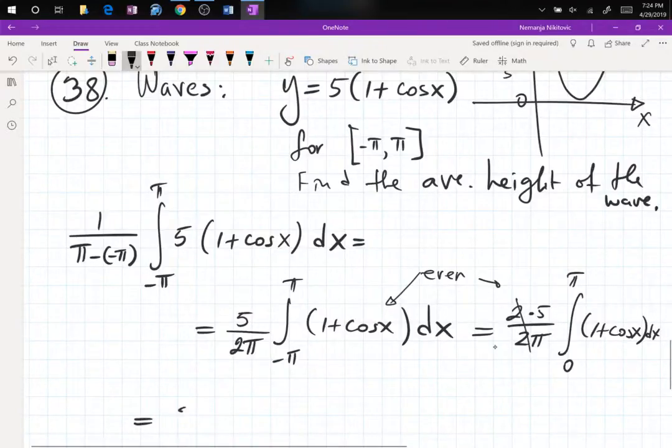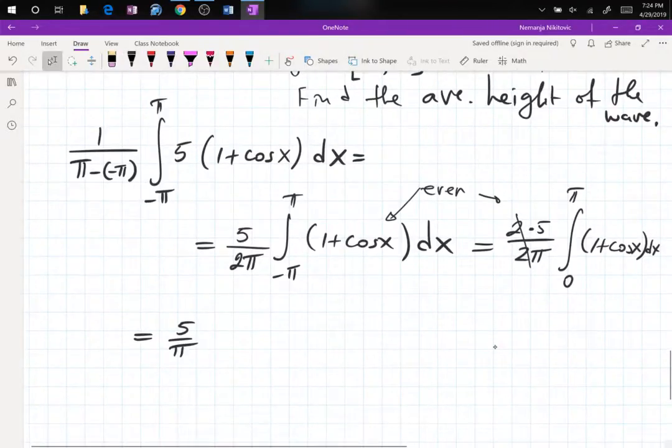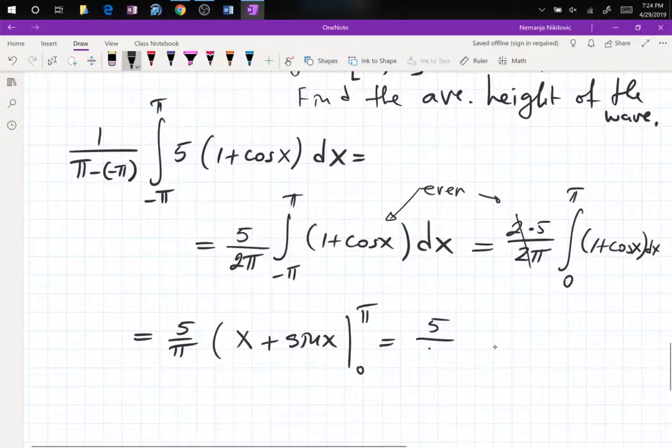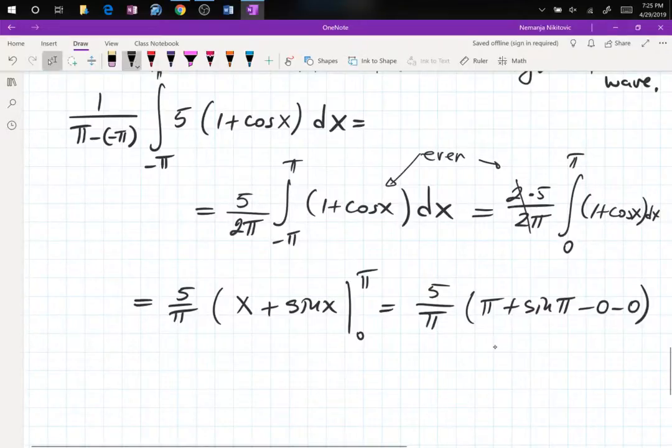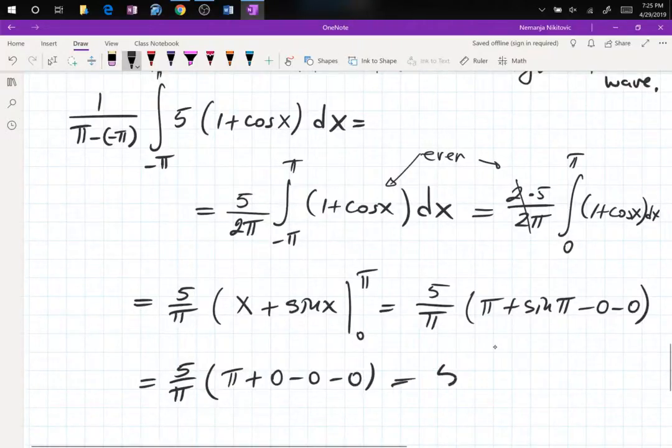The 2's will drop, 5 over pi, and now I have the integral of 1 is x, the integral of cosine is sine x, computed from 0 to pi. This is 5 over pi, and when I plug in pi, I get pi plus sine pi, and then when I plug in 0, I just get 2 fat zeros. So this is 5 over pi, and then I have pi plus 0 minus 0 minus 0, 5.